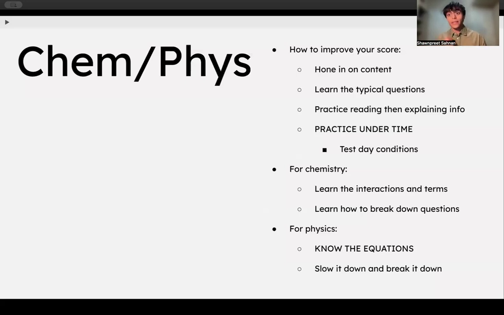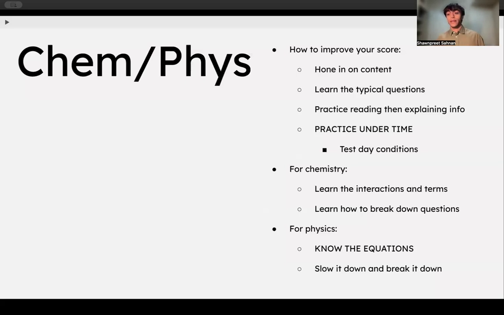Most of all, practice under time. Like I said, timing's so important. Practice under it. It's going to make all the difference on test day. I promise you. The stress, the moment, it's there. It's present. And some people can shine in it. Some people it's harder for. So really practice under the test day conditions, because either way, that's just going to improve your score.